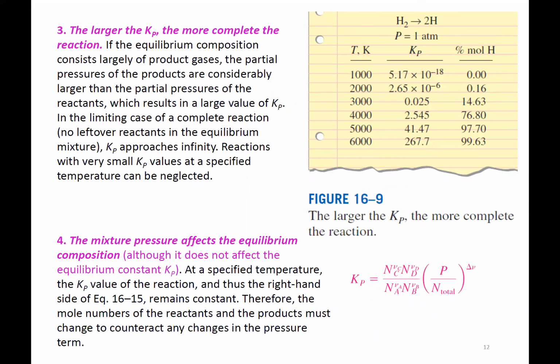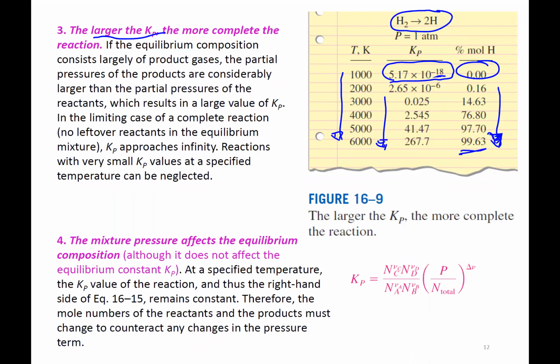We kind of saw this in the example: the larger the Kp, the more complete the reaction. We saw a very small one like this. That means in this reaction, hydrogen into 2H, a low value of Kp, you're just not going to get any H out of it. You're just going to still be at H2. In this reaction, as the temperature goes up, we see the reaction going more to completion. Get up to 6,000 kPa, now we're getting lots and lots of just H and not H2, because the Kp went up.